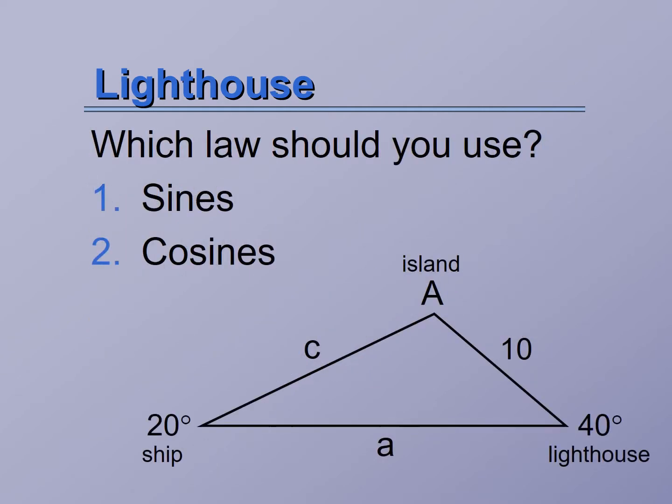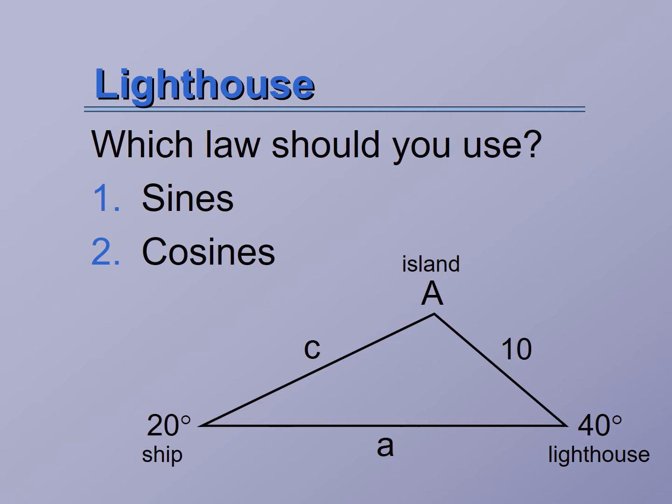We draw a triangle to represent what is going on between the three things: the island, the ship, and the lighthouse. Remember, the ship said its line of sight was 20 degrees, and the lighthouse said it was 40 degrees, and the lighthouse said the distance between the lighthouse and the island was 10. You are trying to find the distance from the ship to the island.